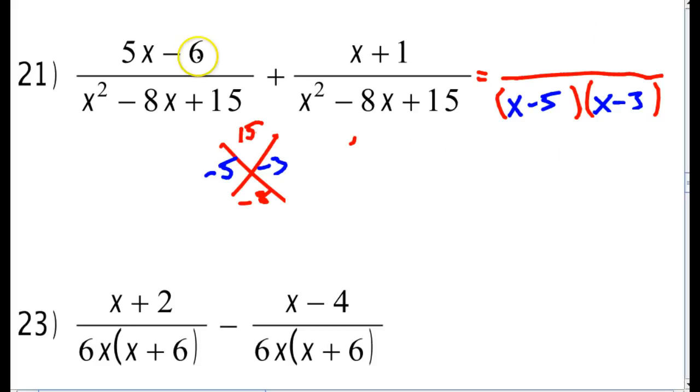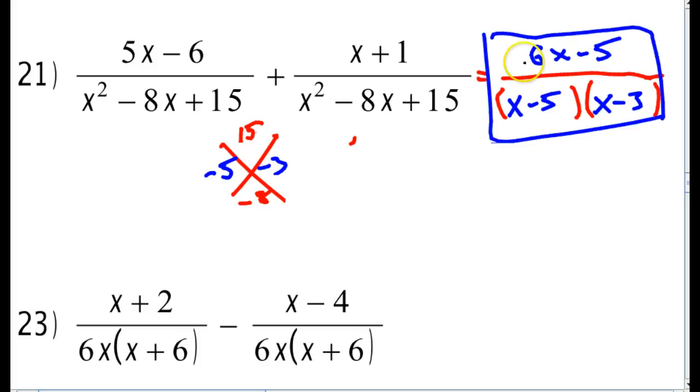What about the top? 6x minus 5. 6x minus 5. Yeah. We all agree on that? And so can I cancel what, the 5s? No, nothing. The x's? Nope. No, gotcha. No multiplication on the top here. I just have a subtraction. So all in the opposite direction, no way to cancel. Good.